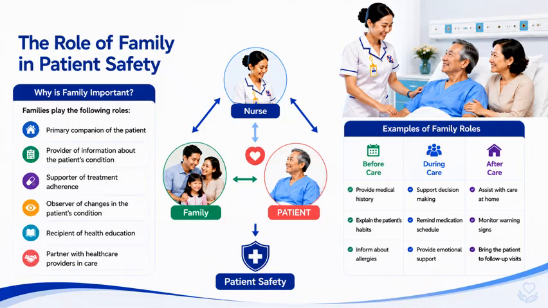Next, let's talk about the role of family in patient safety. As you can see here in the picture, the family has the roles of primary companion of the patient, provider of information about the patient's condition, supporter of treatment, as well as observer of changes in the patient's condition. They are also someone with a high level of health education, and someone who will have a partnership with the healthcare provider during the care.